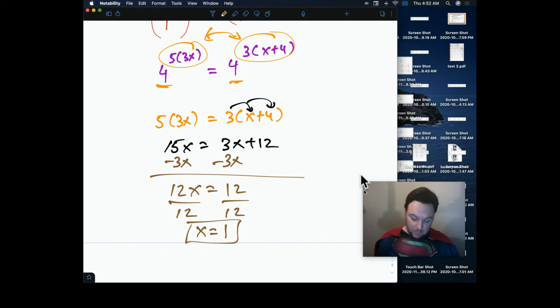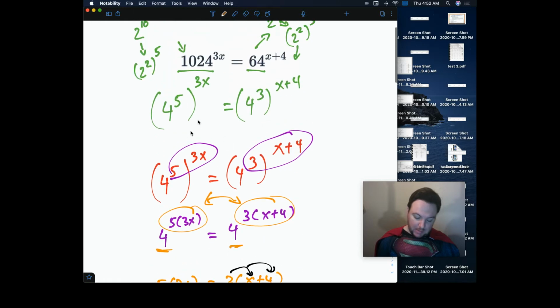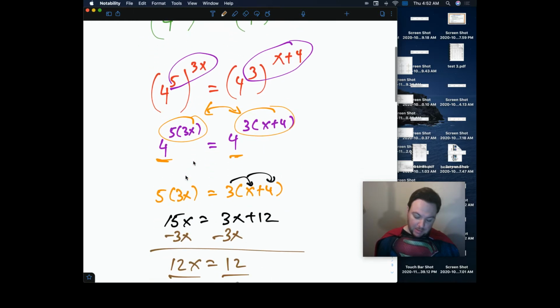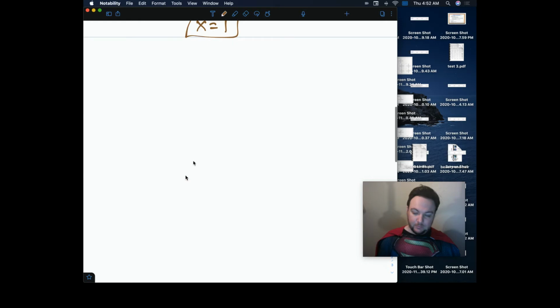And that's all you have to do for this one. Get the bases to match up, get the exponents to match up, and then you win. Super. Let's do the next one.